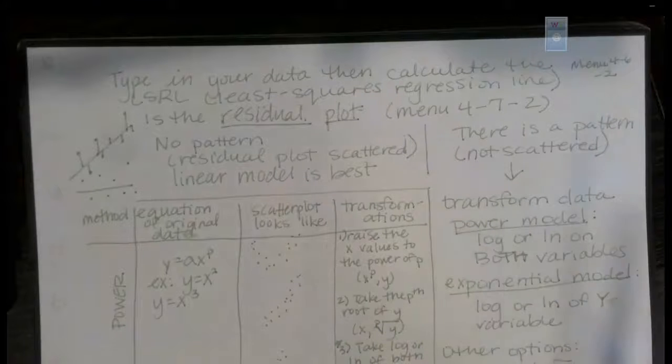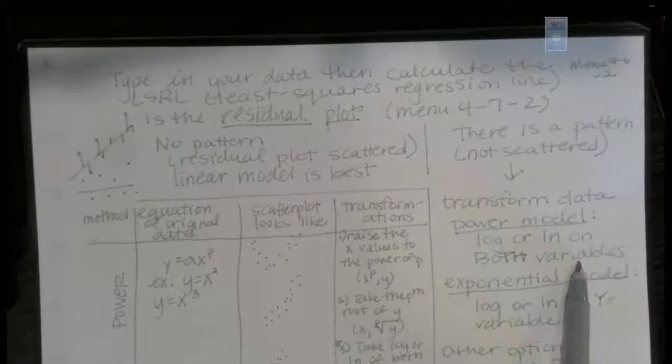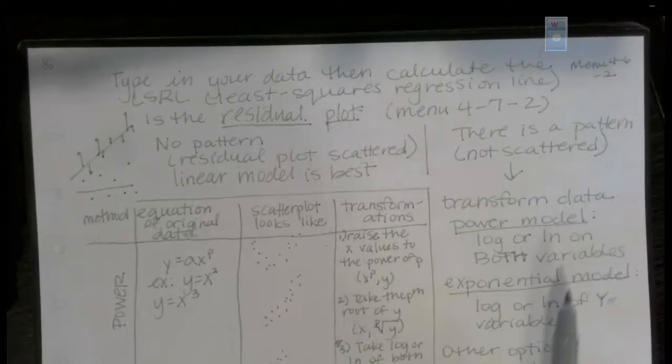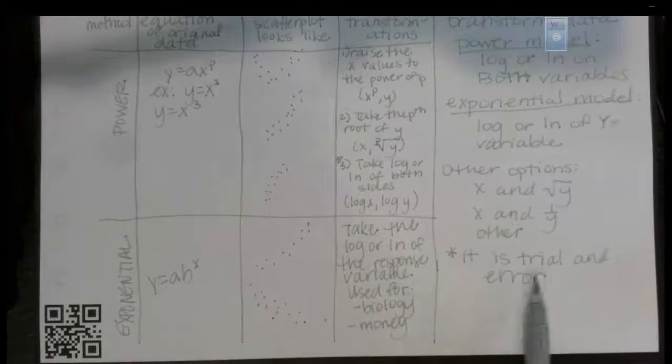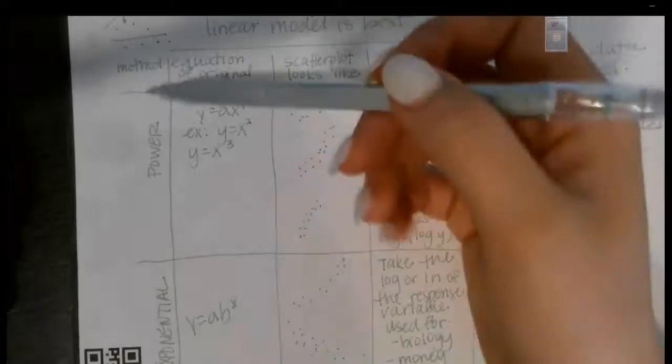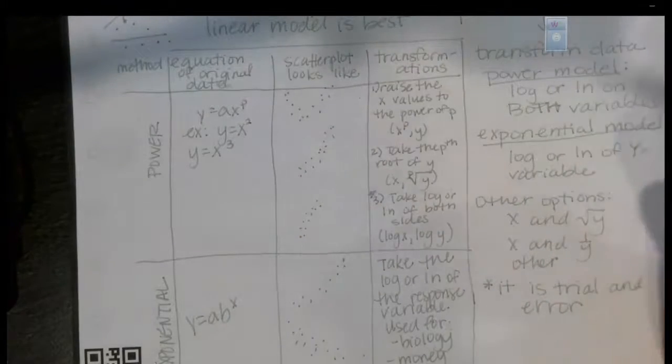Power model would be, you can take the log or natural log on both variables. Exponential model, you can do the log or natural log of the y variable, and the other options are like this. But for the other options, you could take the square root of one side, or like the nth root. You could change it to a rational. And this is going to be trial and error. You're looking for which one's the best fit, and you don't know which one's the best fit until you play around with it some. So the method you'll choose is based on what the graph looks like or what the type of problem is.